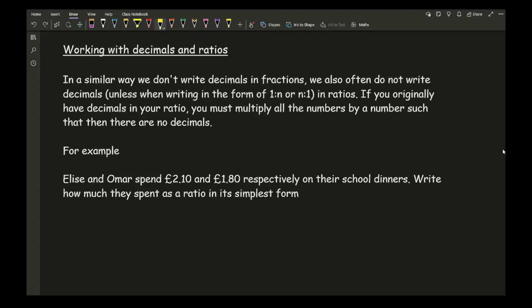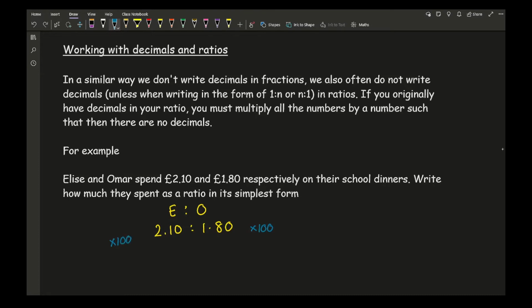So for example, it says that Elise and Omar spend £2.10 and £1.80 respectively on their school dinners. Write how much they spent as a ratio in its simplest form. So here, if I just use E for Elise and O for Omar, I've got £2.10 and I've got £1.80. Now I'm going to ignore the pound sign, so I'm just going to work with this. What I need to do is multiply both these two numbers by a number so that I'm only dealing with whole numbers. Because I've got 2 digits after the decimal point, I'm going to multiply both these numbers by 100.